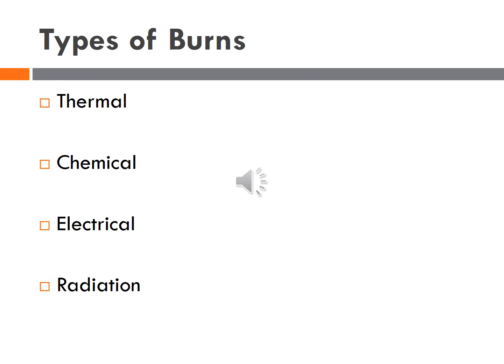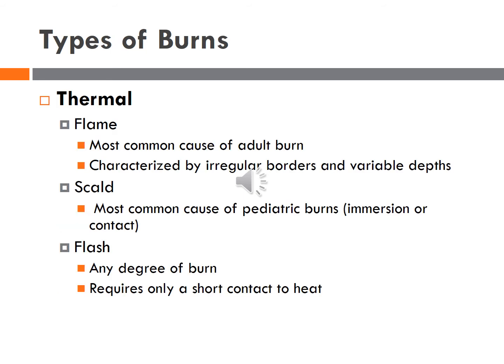We're going to spend a little time now talking about the specific causes and types of burns: thermal, chemical, electrical, and radiation. Thermal burns can be divided into flame, scald, or flash. So if you look back at the pie graph from the beginning of the lecture, the largest percentage of burns were related to flame and scald.